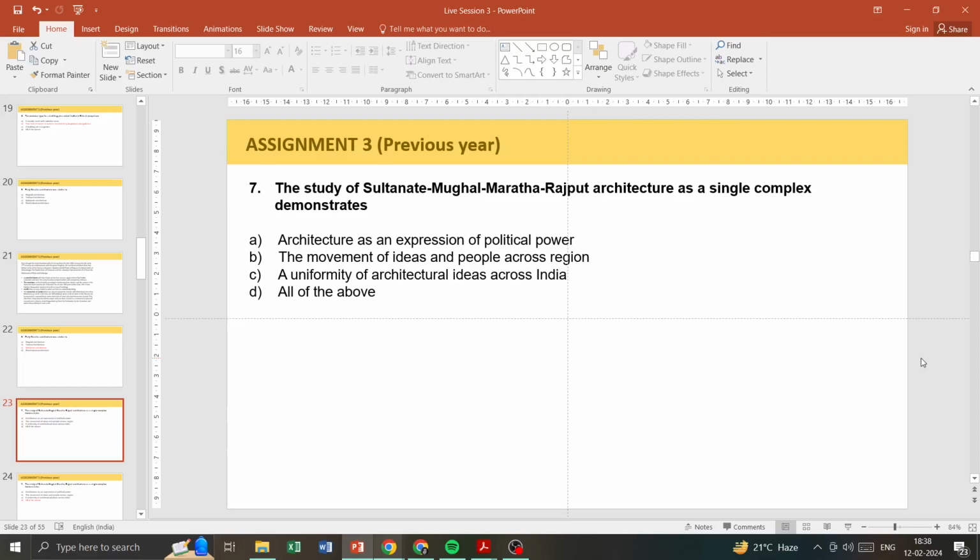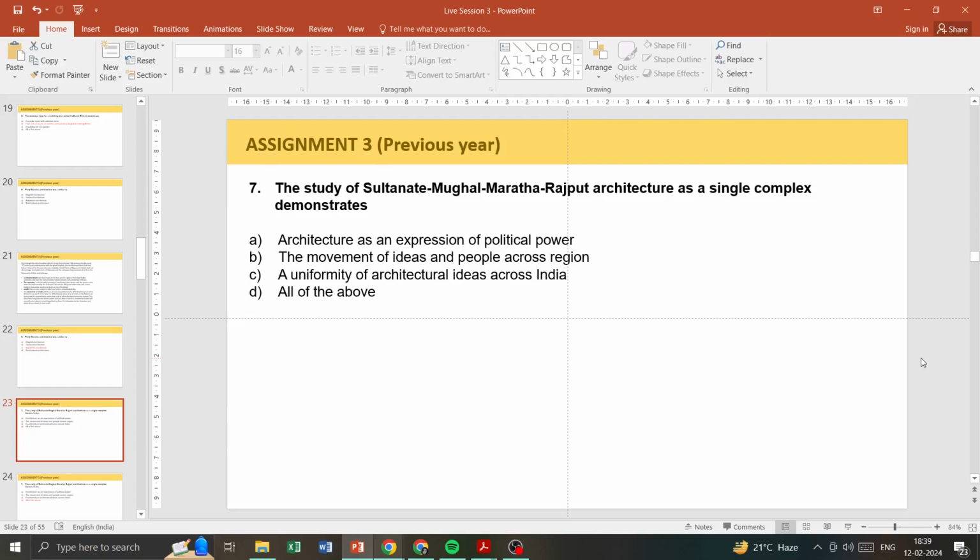So the ideas travel with people across regions, and when people move from one region to another, what they see they want to incorporate in their own places, so they use that. So architecture is heavily derived from the movement of ideas and people across regions. If one person goes to another place and likes something, that person brings that idea and tries to use it in their architecture also, and that is the case with the common man also, and that was heavily the case during the whole ruling times of sultanates, Mughals, Marathas, and Rajputs.